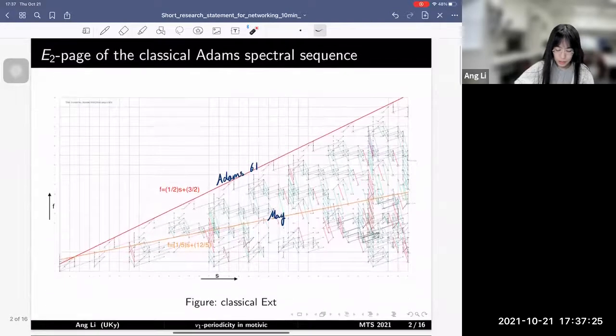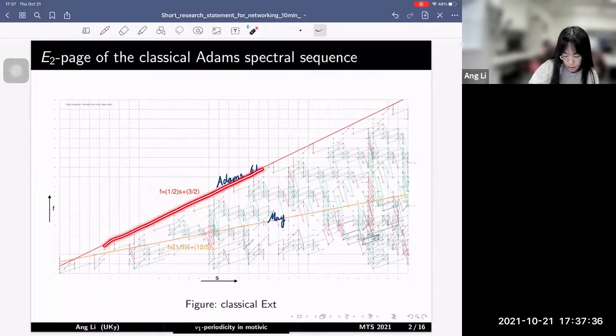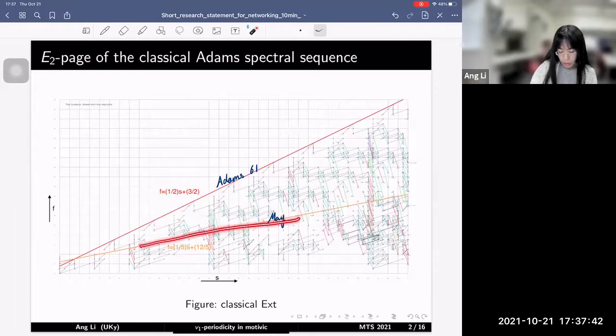Okay, so let's start with complex-motivic. Here is the E2 page of the classical Adams spectral sequence. Picture credit to Dan Isaksen. And we can see this vanishing line of slope 1/2. That's the work by Adams. And later on, Peter May established this v1-periodicity line of slope 1/5.